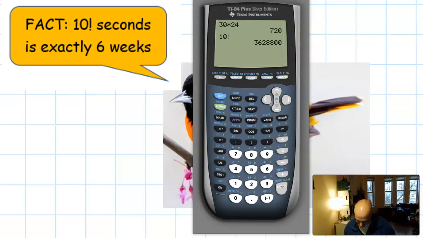All right, if that's seconds, we could say divided by 60 seconds in a minute, divided by 60 minutes in an hour, divided by 24 hours in a day, 42 days, and divided by 7 days in a week, you get 6. So that's why 10 factorial seconds doesn't seem like a lot, but it would be 6 weeks, if you laid them end to end and just never stopped counting.